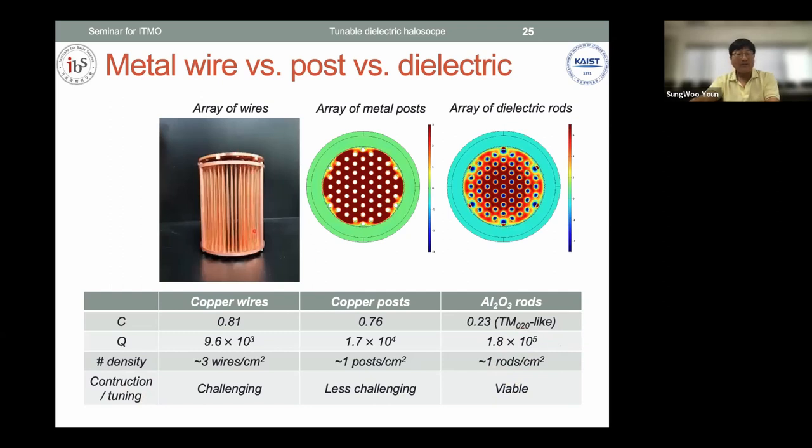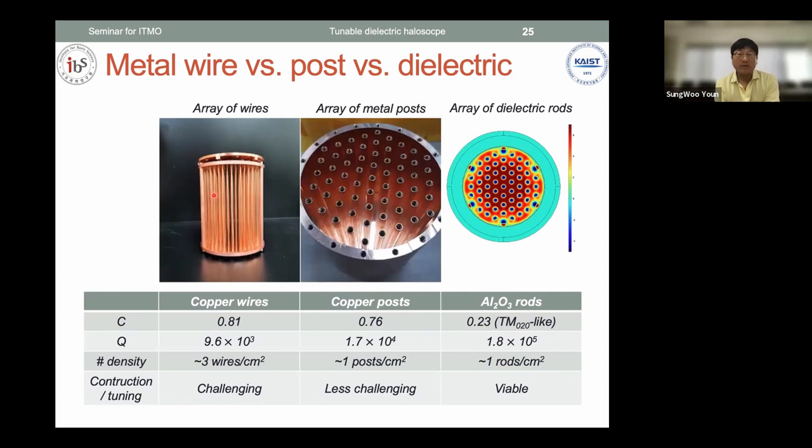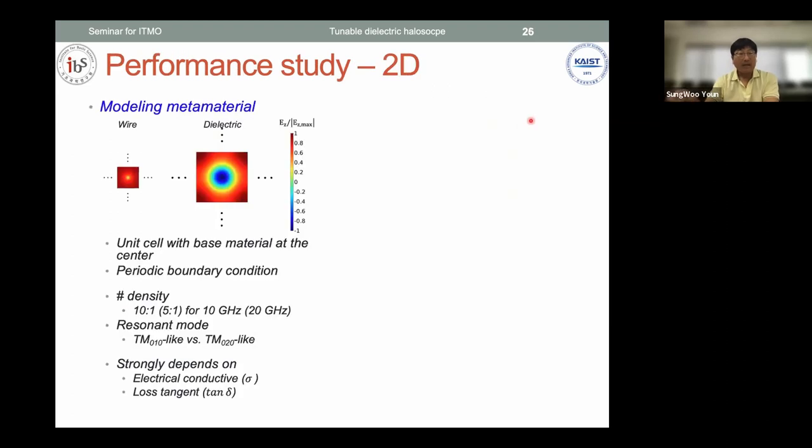Okay, so basically, first of all, we constructed a prototype of the cavity for an array of wires, and then we also have an array of metal posts, and we had fun with this. For the rest of the slides, this is going to be about the array of dielectric rods. Okay, so a performance test was done.